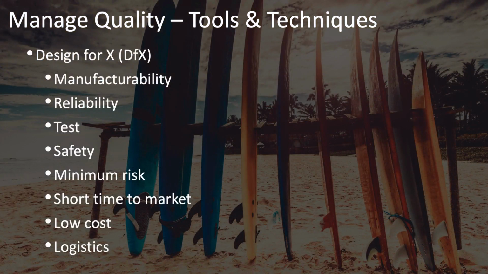Other examples of Design for X include designing for testing to make this easier to test, for minimizing risk on your project, for getting to market in the shortest amount of time possible, at the lowest possible cost. Or you could be designing for logistics to make this product something that is easy to transport and deliver to your customers.